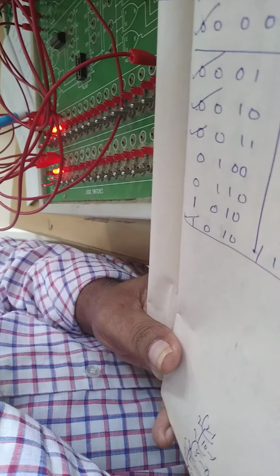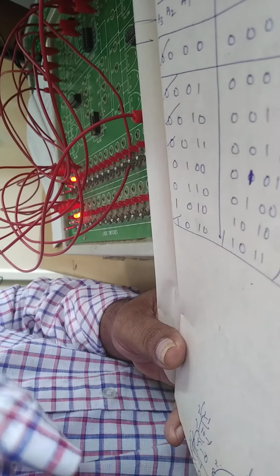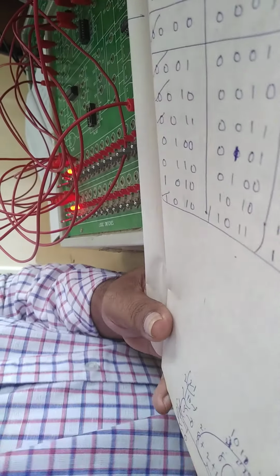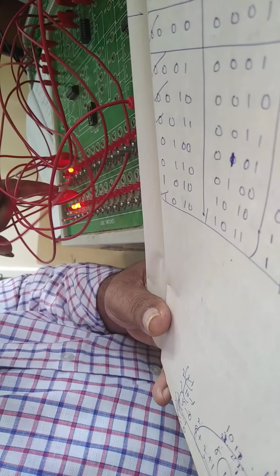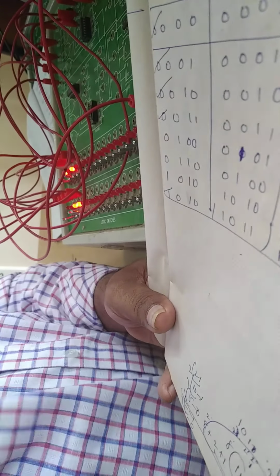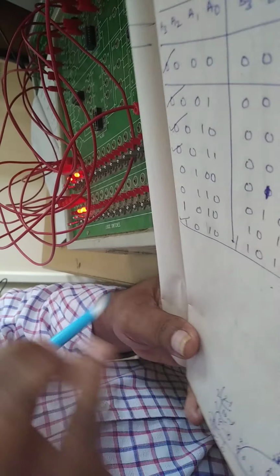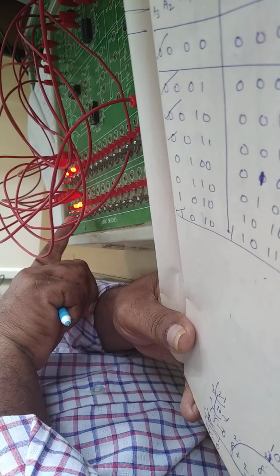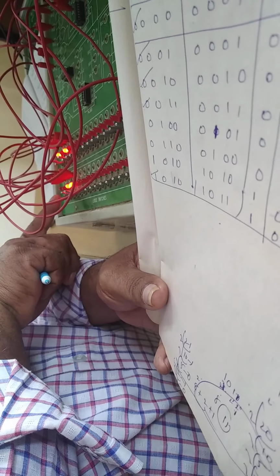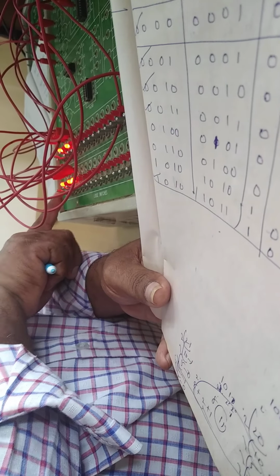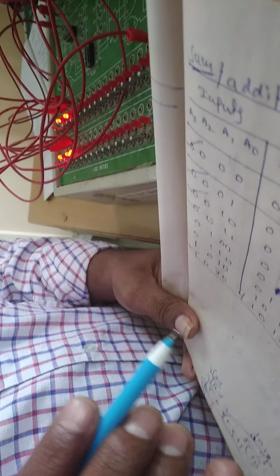So here A0 is 0. Next A1 is 1, A2 is 0, A3 is 1. Next one, B0 is 1, B1 is 1, B2 is 0, B3 is 1. Carry is 1. So how did it get the carry? Here, this is the carry.